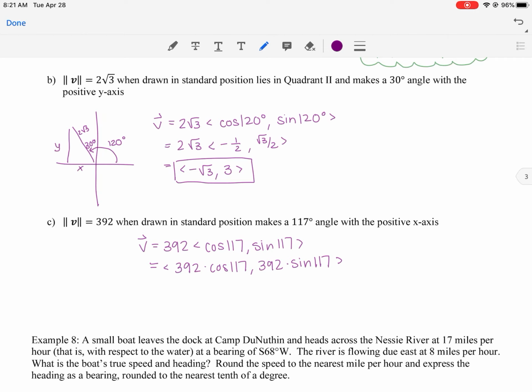392 cosine 117, and let's do 2 decimals, you get approximately negative 177.96. Do the same with 392 sine of 117, and you get 349.27.